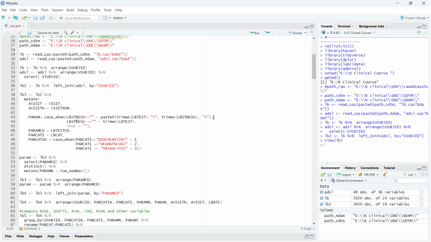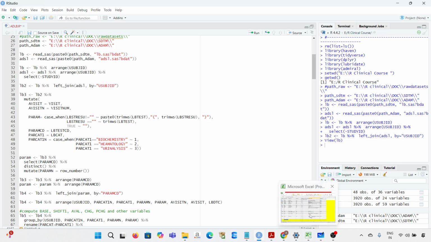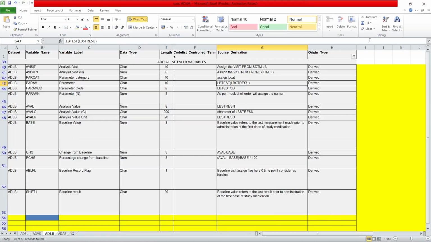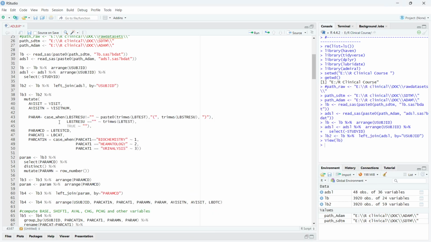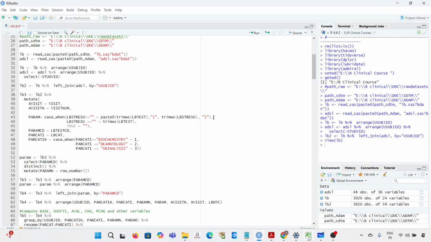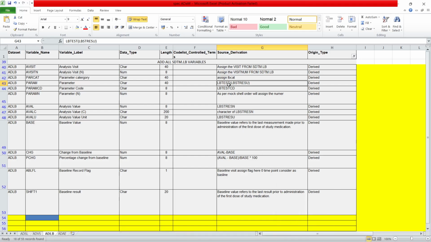Hope you understand. If there is no missing value, we give the bracket; if there is a missing value, obviously we don't have the units in the bracket, so we keep it as missing. And if everything is missing, we keep it as missing. PARAMCD maps directly to LBTESTCD, which is the code part of the laboratory test. Then PARCAT1 will have LBCAT. Assign LBCAT.